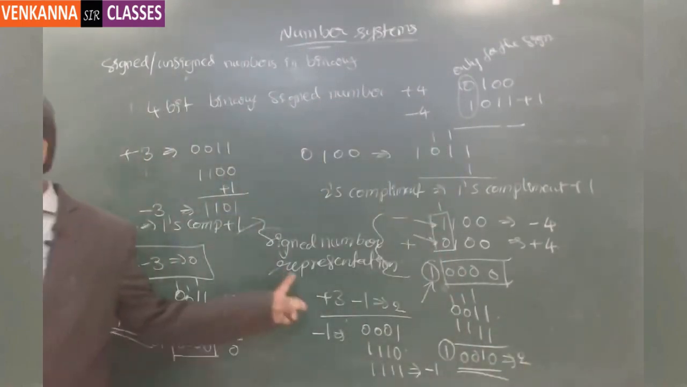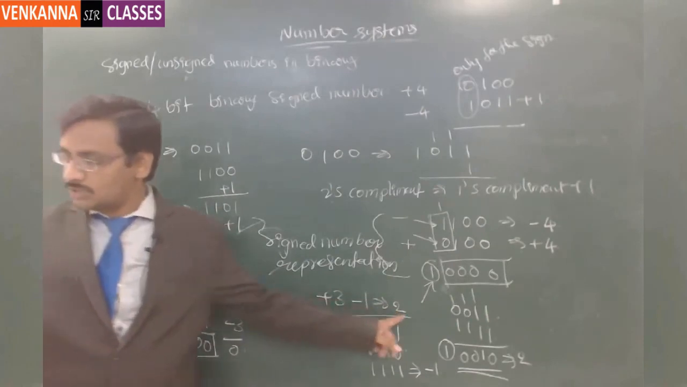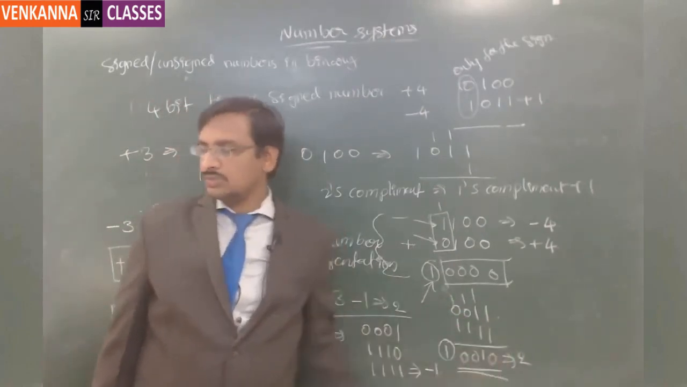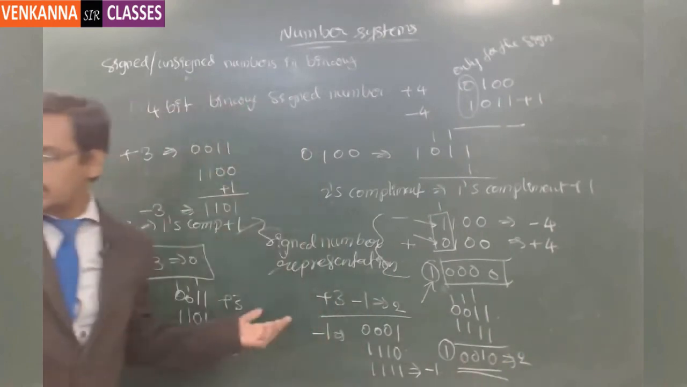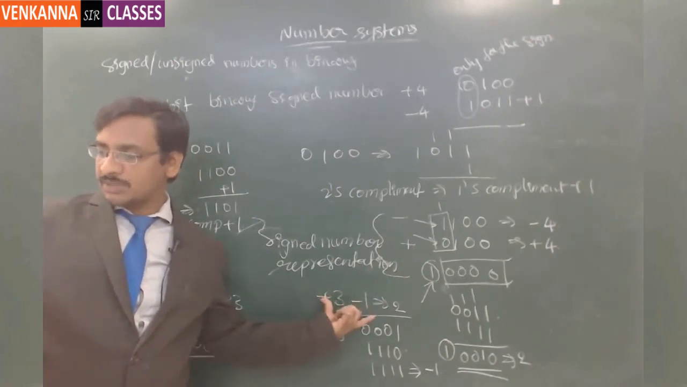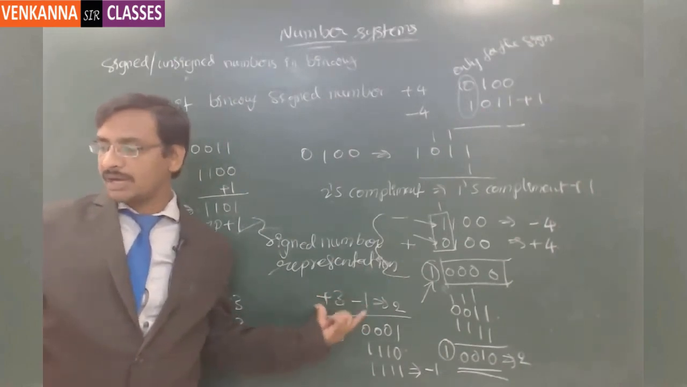So as we have calculated, plus 3 minus 1 should be equal to plus 2. And here also, if you notice, whatever we have got is 0010, which is equivalent to 2. So this is how you can do a 2's complement and add it to the number for the subtraction purpose, rather than an adder and subtractor design.